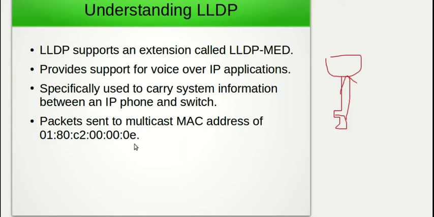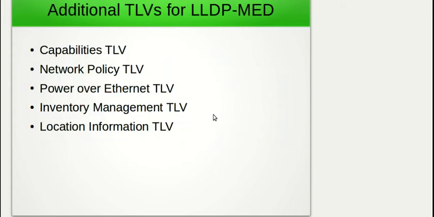And because this packet is sent to a multicast address, it means that devices that don't support LLDP, that don't listen on this multicast MAC address, will not process that packet. So these are the additional TLVs used for LLDP-MED. The capabilities TLV, network policy TLV, power over Ethernet TLV, the inventory management TLV, and the location information TLV.